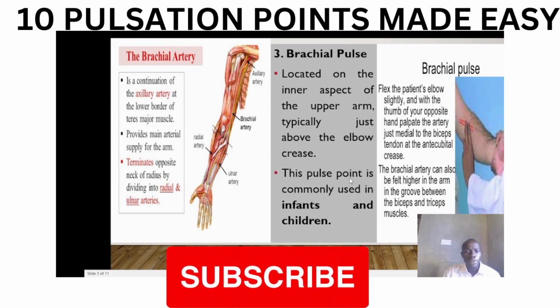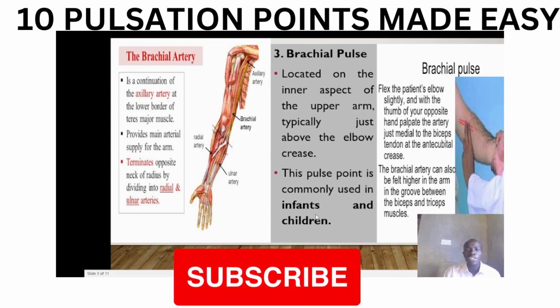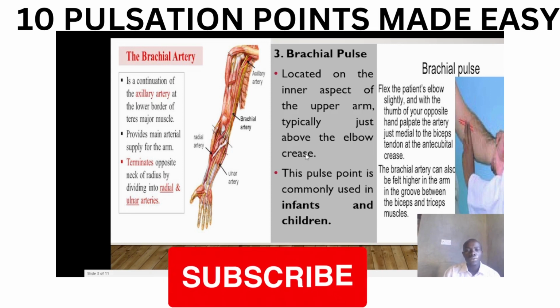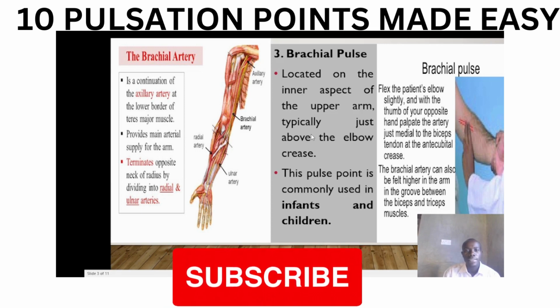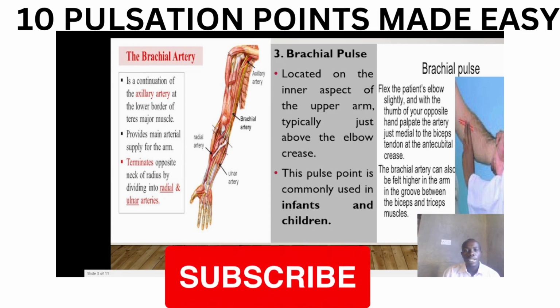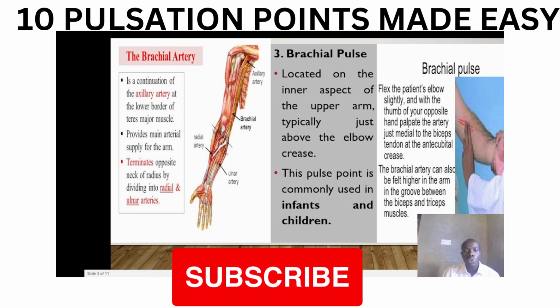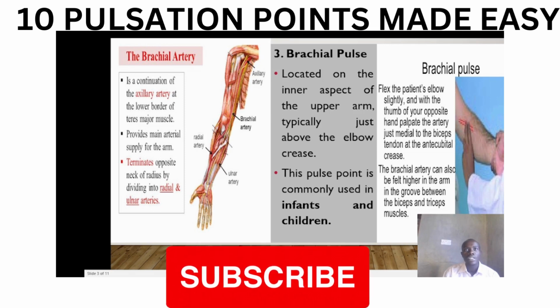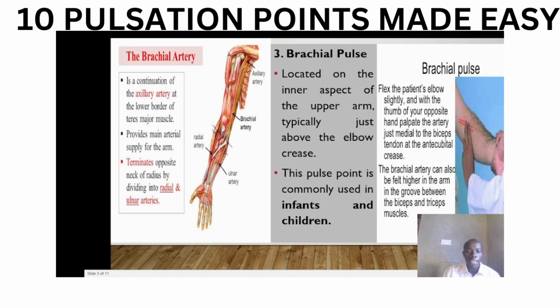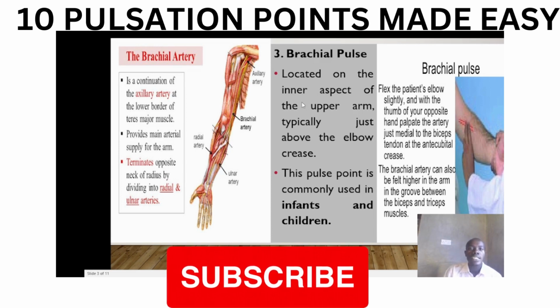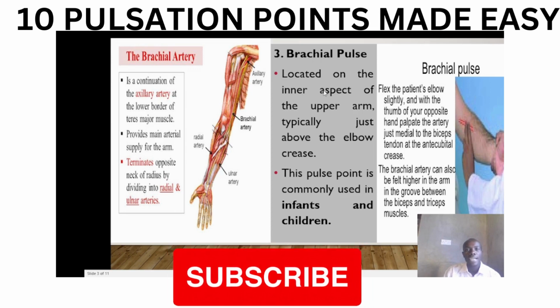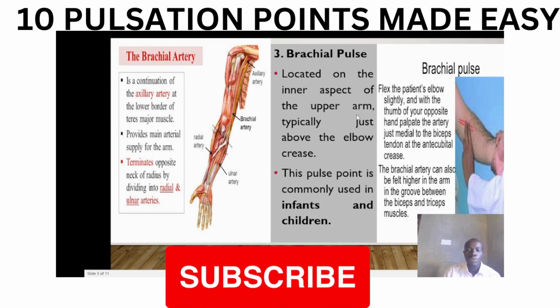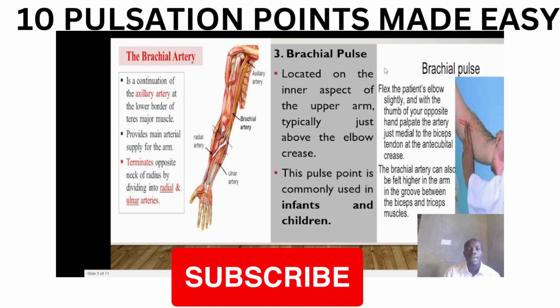Okay, so this pulse point is commonly used in infants and children, and this is because of what? Because of the anatomy. We have excess fat in the infant's neck, and also the neck is short, so we can't access the carotid. So instead, in emergency situation for the infants and children, we locate the brachial pulse. Also, the brachial pulse is very important when you are taking the blood pressure. Okay, guys, a link will be popping up on how to take blood pressure.